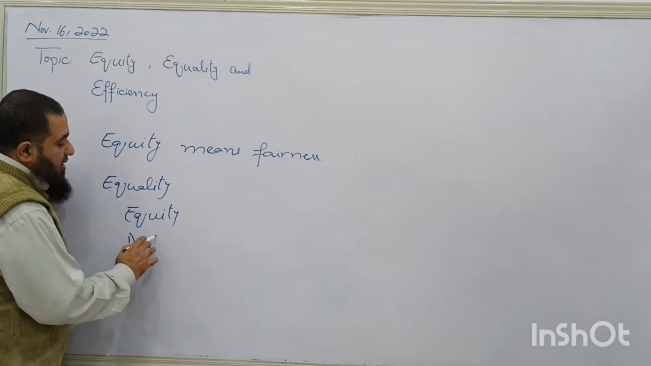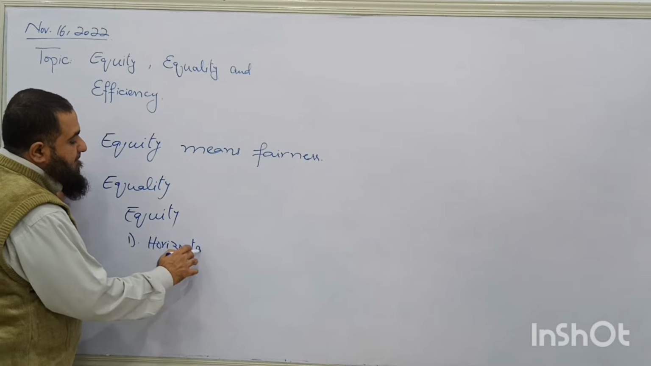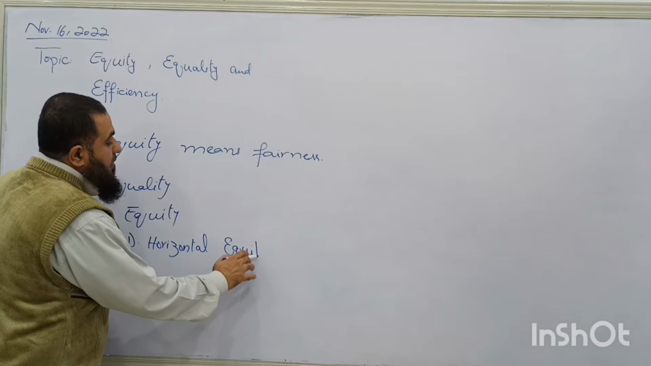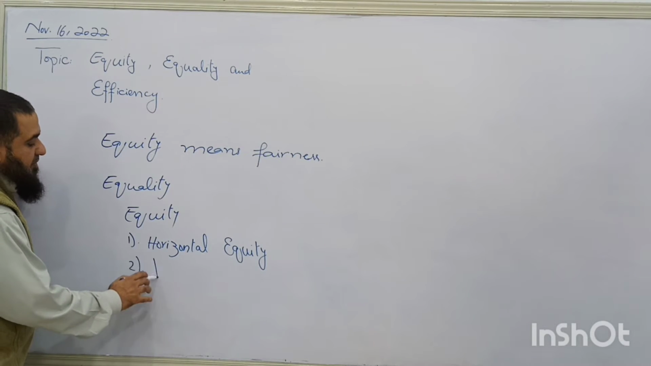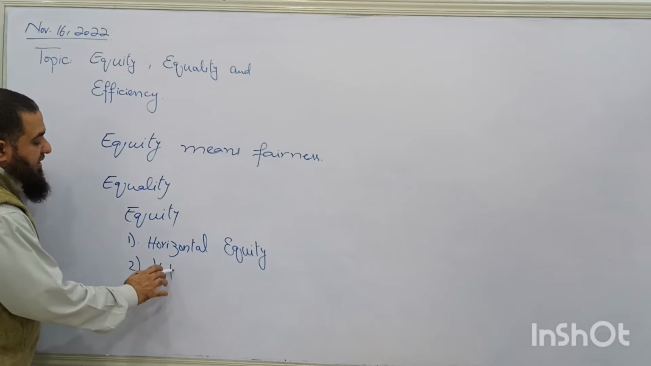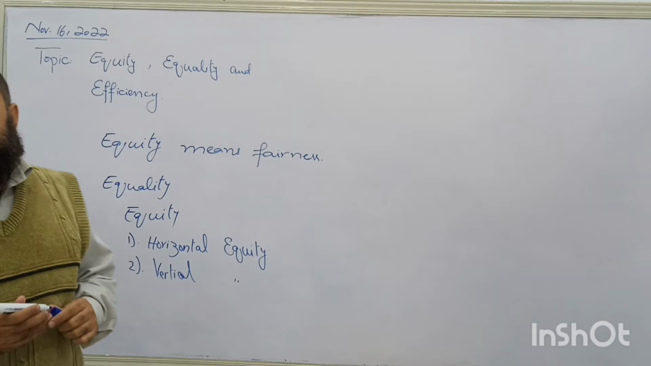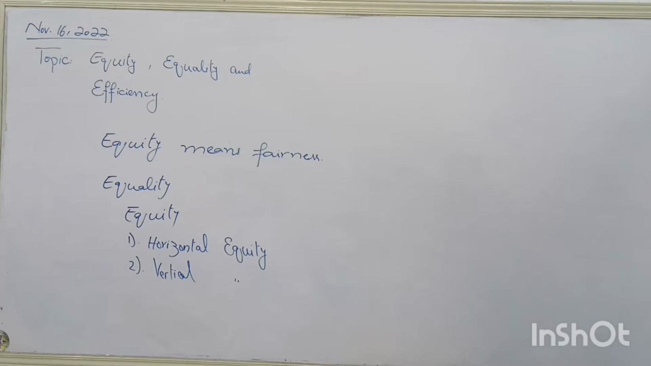One is called horizontal equity. Horizontal equity. Do you remember what it is? And the second is called vertical equity. Horizontal equity means what? Do you know?